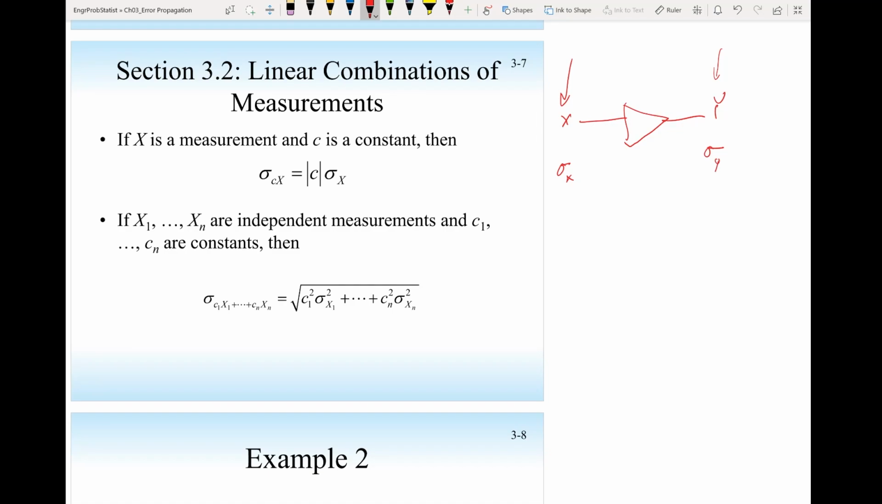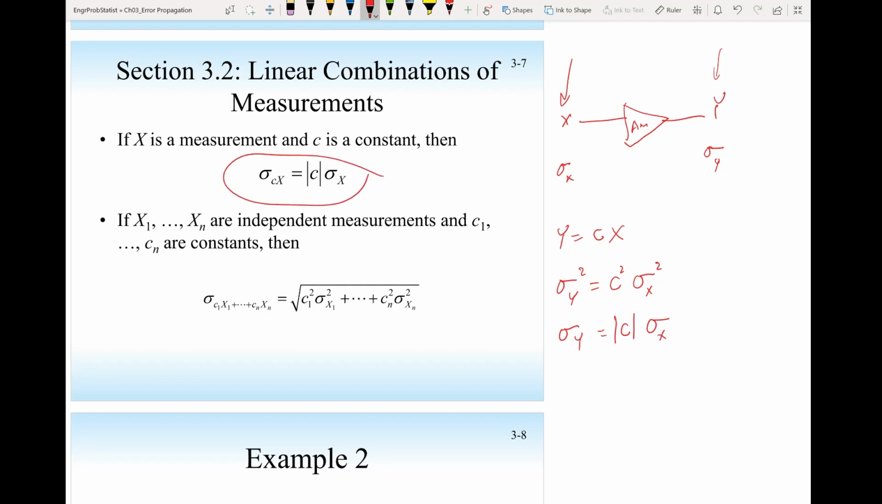If this is just a simple amplifier with gain C, we can express Y as Cx. So the variance of Y will be C squared times the variance of X. Now if I want to find the standard deviation of Y, then I take the square root, which gives the absolute value of C times the standard deviation of X. And that's how we calculate it.